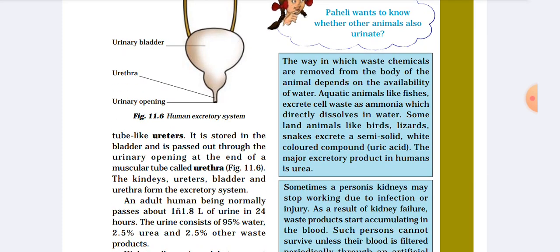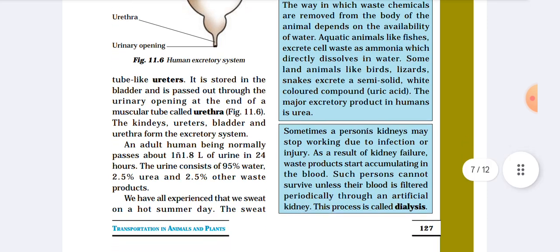There are two kidneys, two ureters, urinary bladder, urethra and urinary opening. The tube-like ureters transport all the urine into the urinary bladder where it is stored. It is passed all the way from the urethra to the urinary opening to excrete. An adult human being normally passes about 1 to 1.8 liters of urine in 24 hours. The urine consists of 95% water, 2.5% urea and 2.5% other waste products.